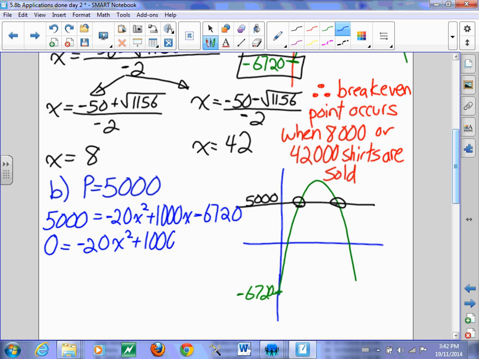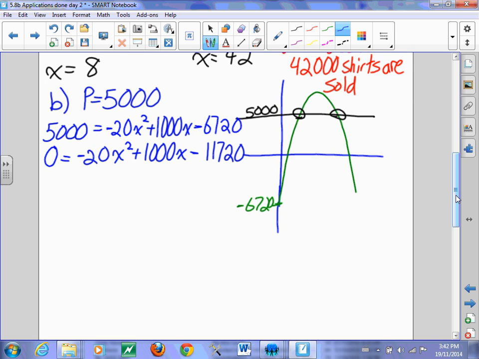So when you collect your constants, ladies and gentlemen, the 5,000 comes over, becomes negative, so you're going to have a negative 11,720. Okay. Again, folks, we're dealing with big numbers. That's the biggest number we can divide through. We're going to divide by 20 here. So it's going to be 0 equals negative x squared plus 50x minus 586.